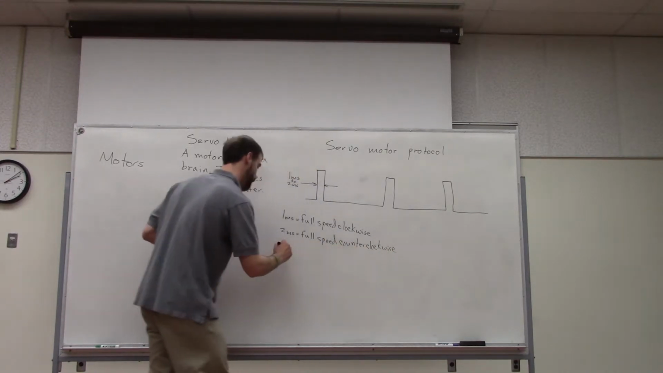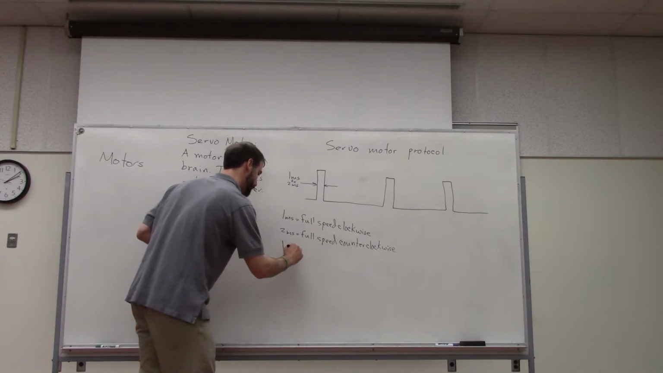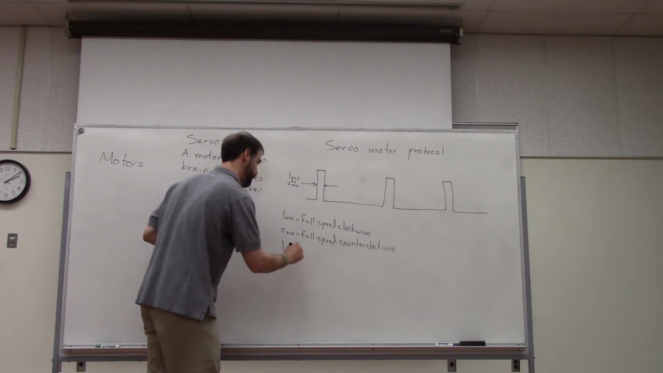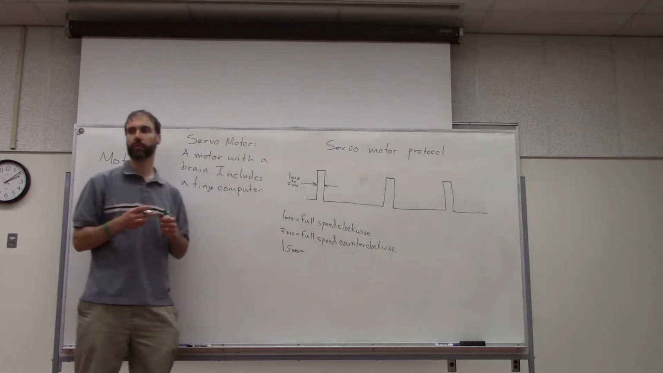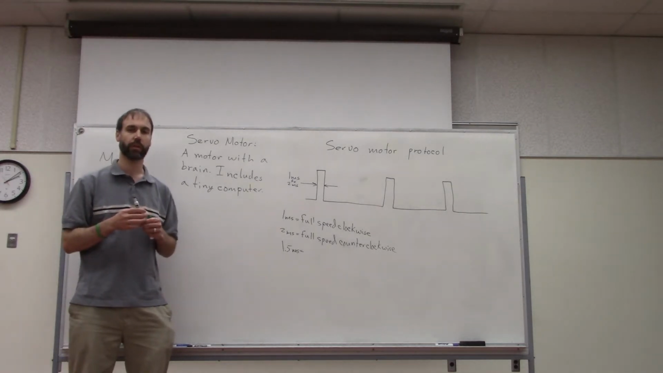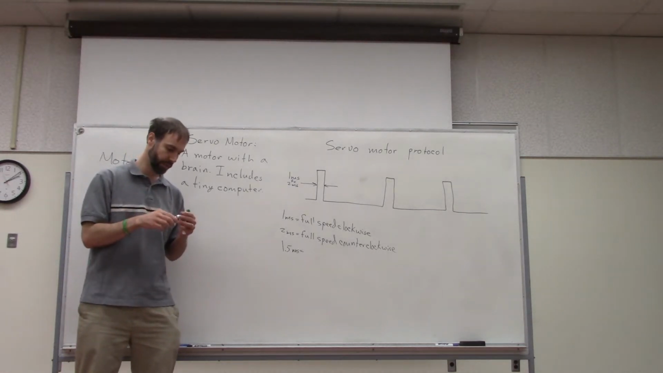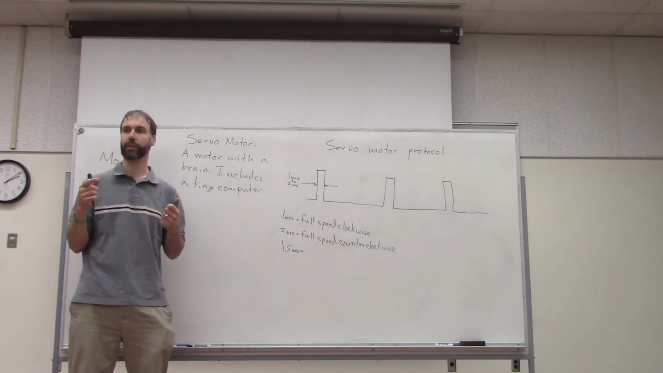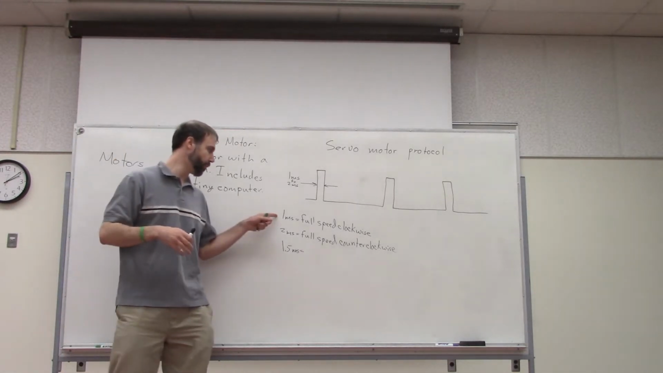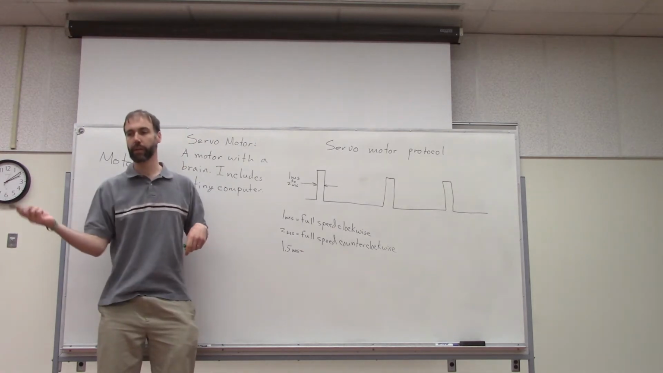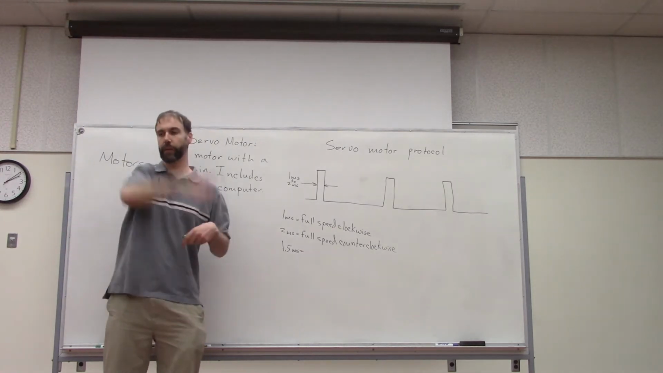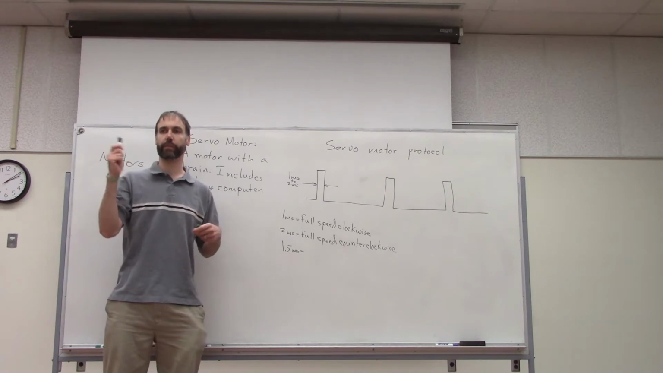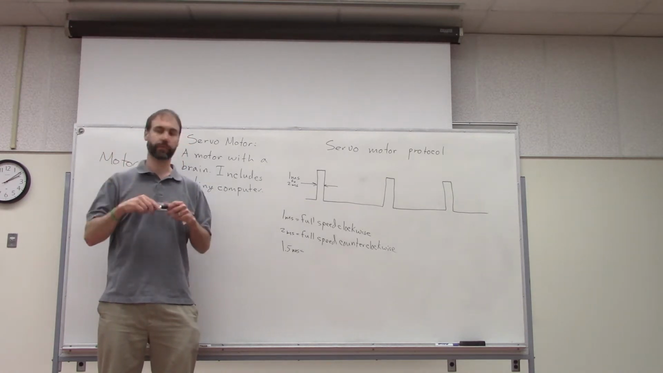So what do you think 1.5 milliseconds means? Exactly. So 1 millisecond is full speed this way, 2 milliseconds is full speed the other way, halfway in between is completely still. Okay?